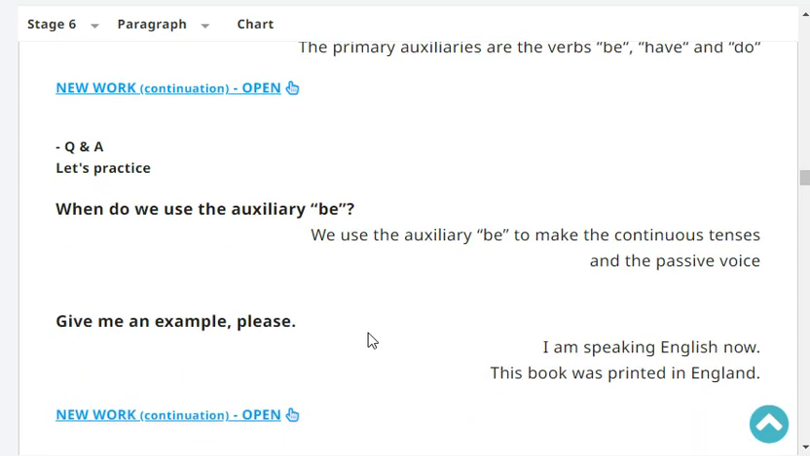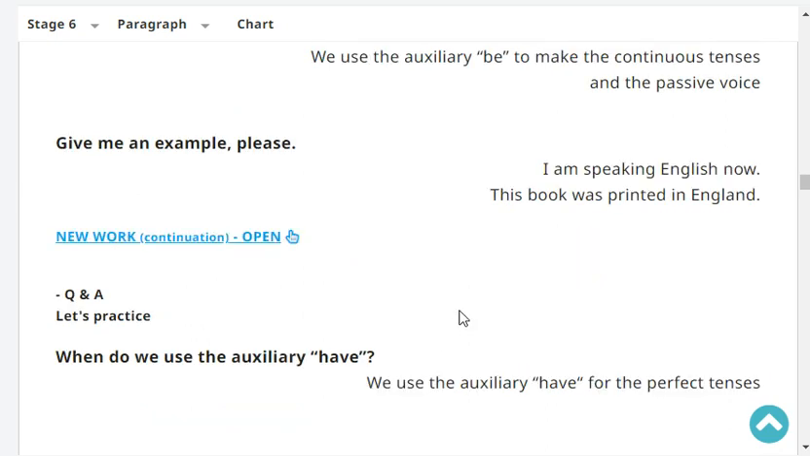When do we use the auxiliary be? We use the auxiliary be to make continuous tenses and the passive voice. Give me an example of each, please. I am speaking English now. The Callan book was printed in England. Very good.